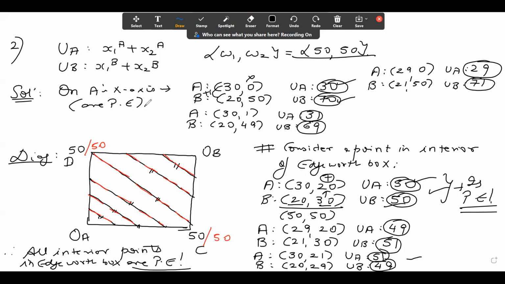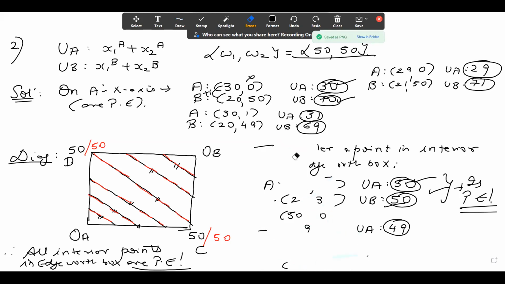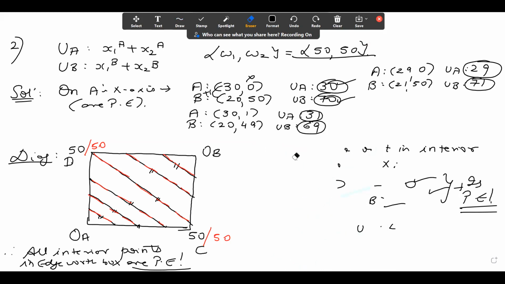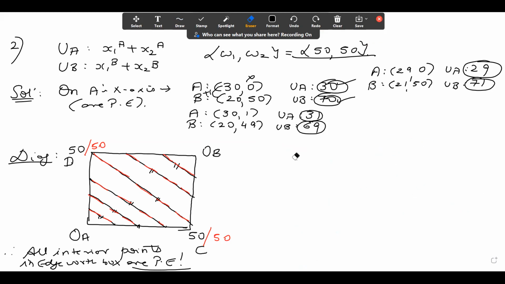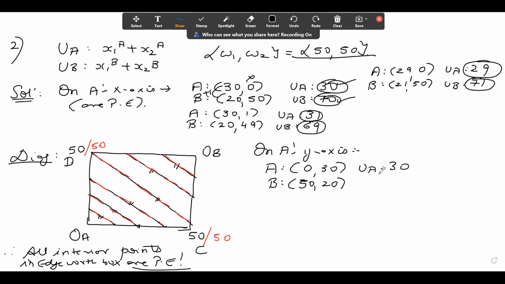And then students, you can verify, take any point on A's y-axis. So if you take a point on A's y-axis, what do you get? If I erase this particular part off, take any point on A's y-axis. On A's y-axis, A has how much? 0, 30, hypothetically. B has 50, 20. Utility which A gets is 30. Utility which B gets is 70.